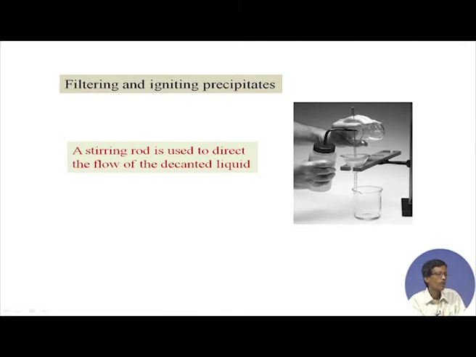So, at the end, when most of the bulk of the solid ferric hydroxide has been transferred to this particular filter paper, you have to wash or clean this particular beaker which had the ferric hydroxide, because you have to quantitatively transfer the entire precipitate onto this funnel. So, this particular transfer will take place on this funnel.